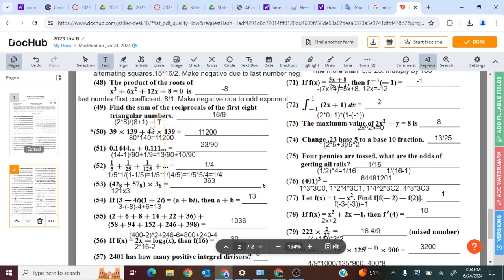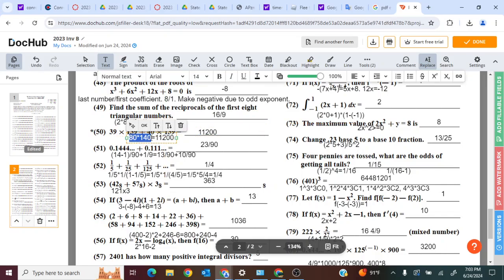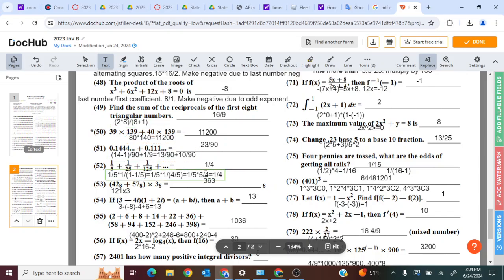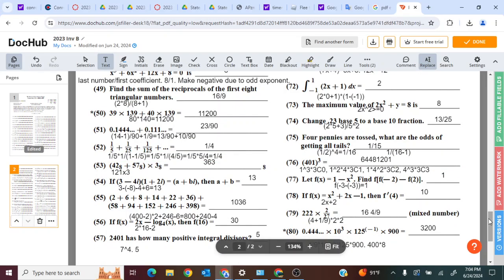Okay, 39 times 139 plus 40 times 139. This is pretty close to 80 times 140, right? 8 times 14 is 112, and then 2 zeros at the end. And that'll put you easily in range. Actually, probably not as easy as I think it would. How close is this? Let me see. Yeah, you're around like 2.5% over, which is still pretty fine.